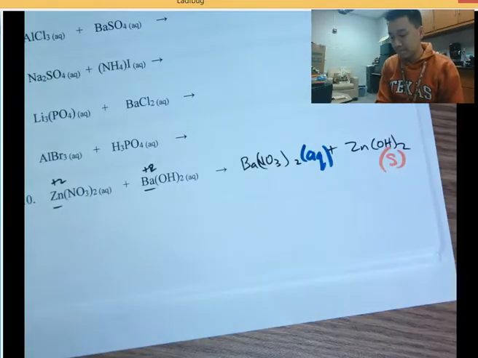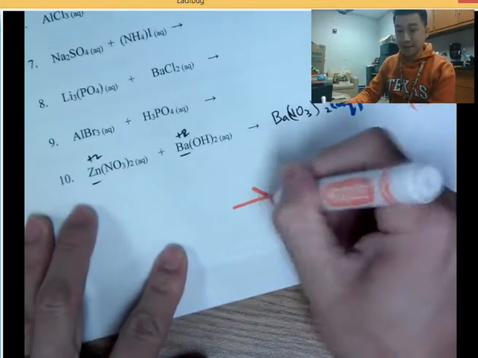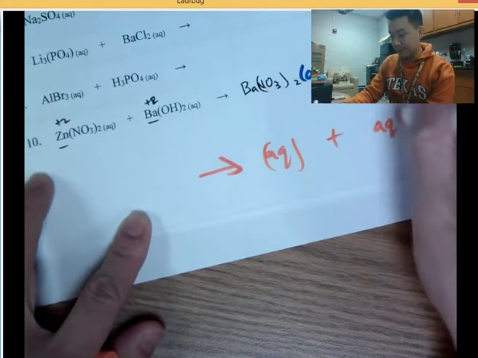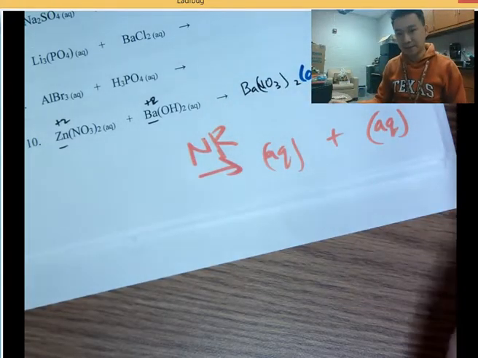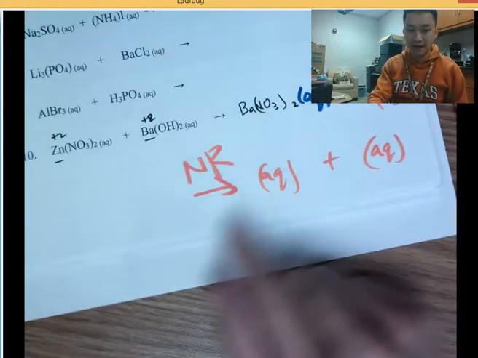Okay. If you run into a situation where the product side is aqueous and aqueous, that means no reaction. Okay, no reaction. It's not going to happen. So it has to have a solid, liquid, or gas.